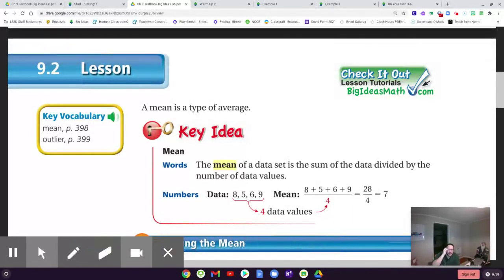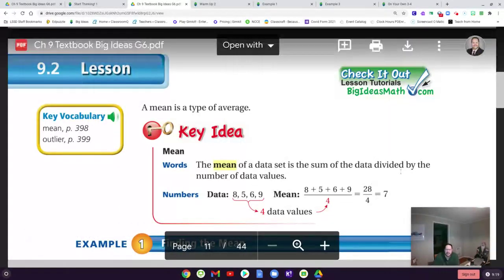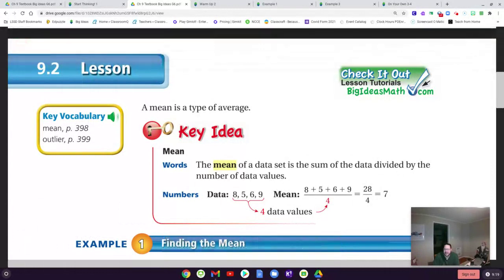Mean is a type of average, and it's a way to find a typical representation of a set of numbers. The way you mathematically calculate the mean: the mean of a data set is the sum of the data divided by the number of data values. Now, that's a very complicated way to basically say, add up all the numbers and then divide by how many numbers there are.